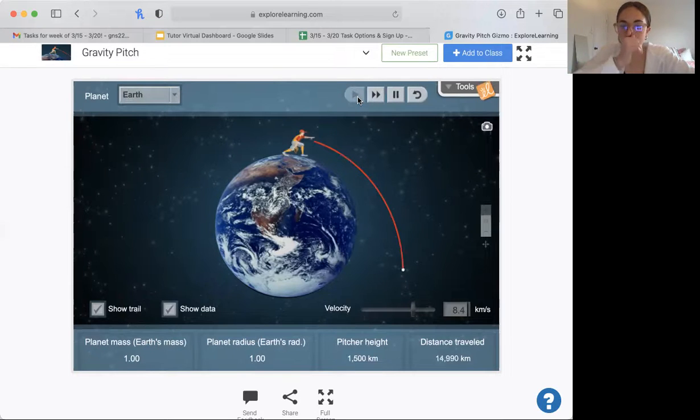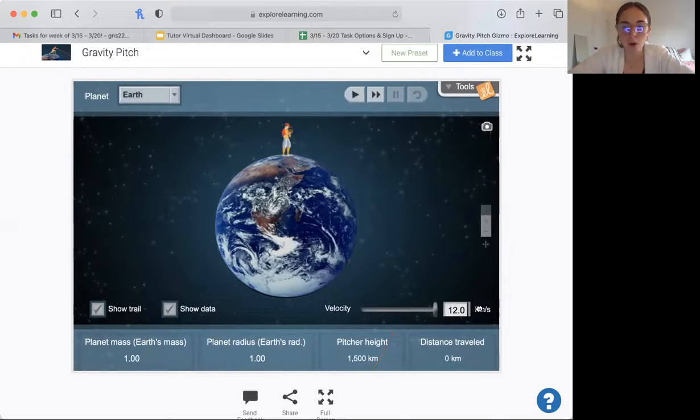Okay, that's definitely getting some arch, and it's literally landing off of the planet. So it's still traveling. The distance being traveled is still going on. Oh, here it comes. It came all the way back into orbit. Oh, and it hits him. So you can see 8.4 kilometers per second actually was enough velocity to come all the way around the Earth.